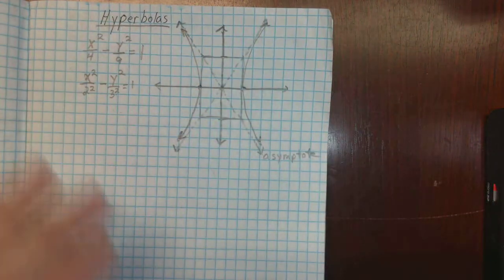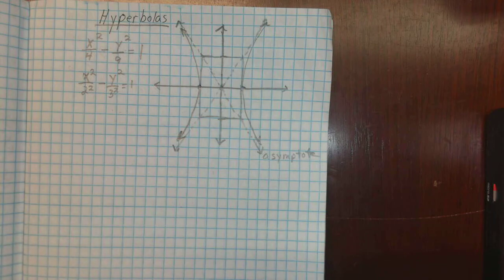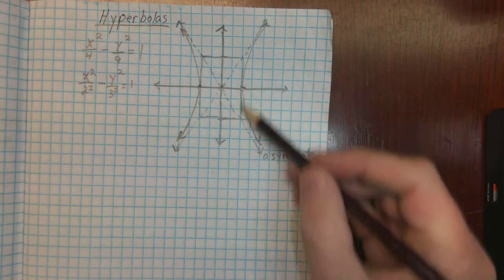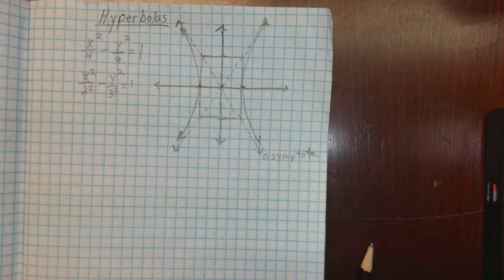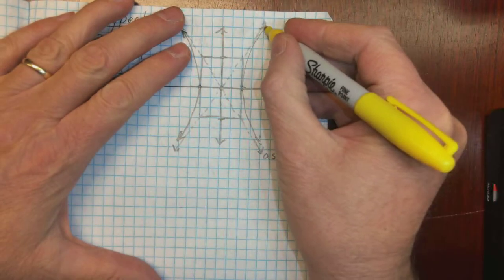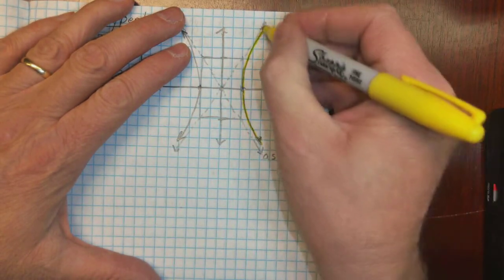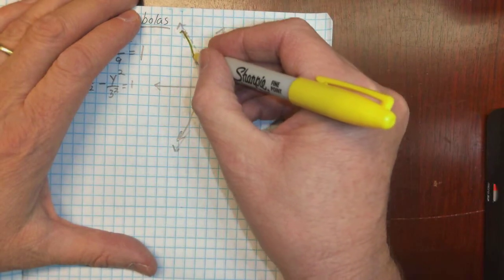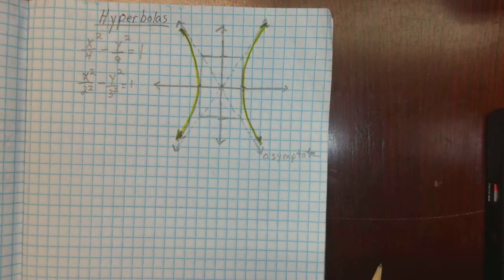So really the only part of the graph is the curve. None of this other stuff. That is just to help me make those curves. All right, so I'm just going to highlight that a little bit. The yellow part is the graph.